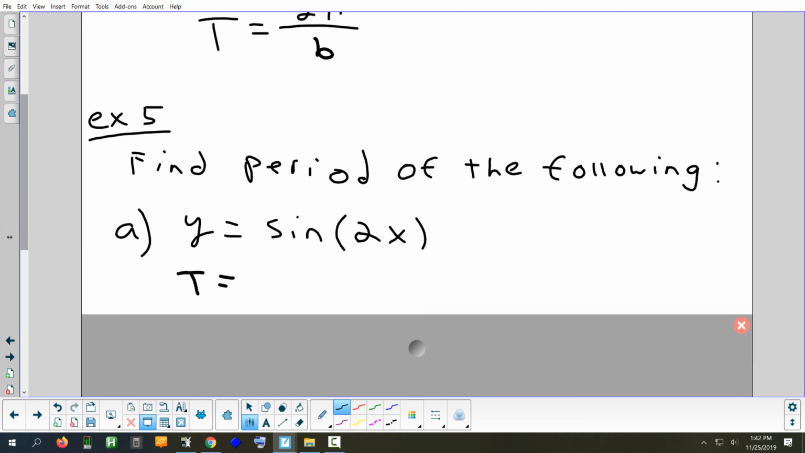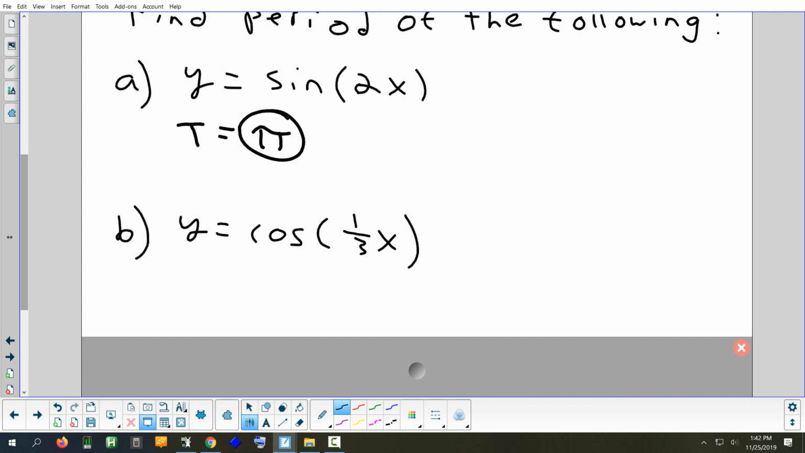What would be the period of sine 2x? Equals 2 pi over 2, which is just pi. Is that a smaller period or a bigger period than the original? Smaller. It's half as big. The normal was 2 pi. This is 1 pi. So you compressed it. You made the period smaller.